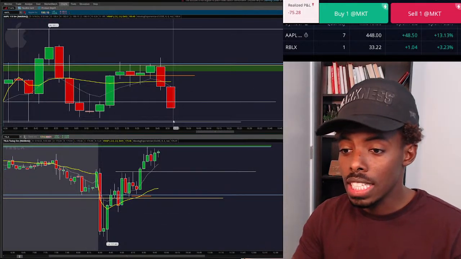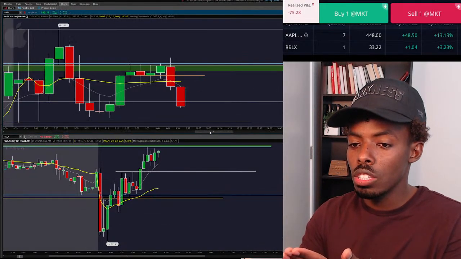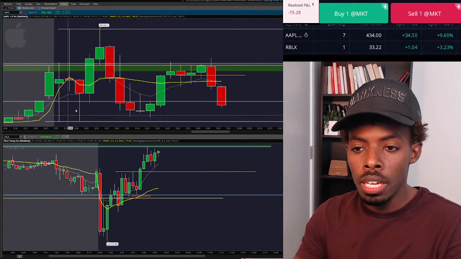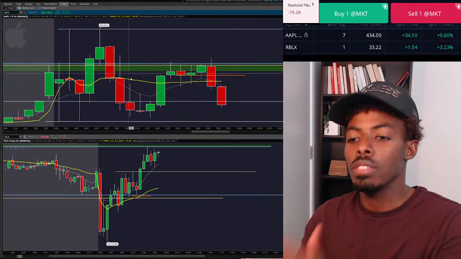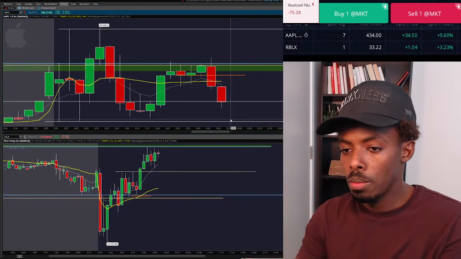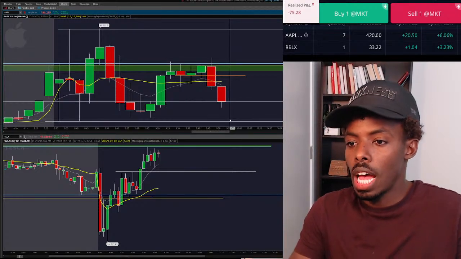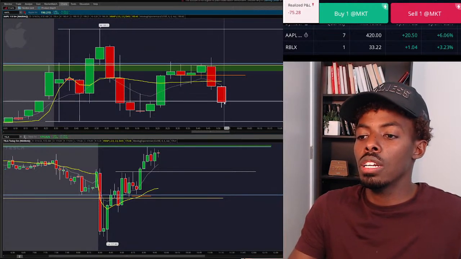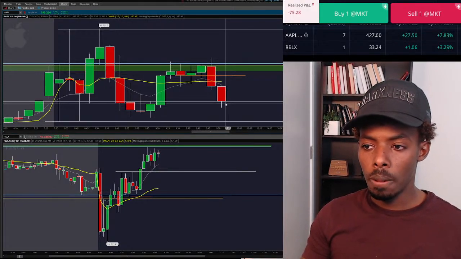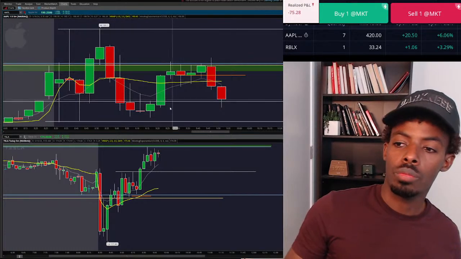Here we go. Do you think it's gonna break here? This is the level where it literally did not want to break. It came here, bounced off. Came back in, bounced off. Came back again many times, bounced off. And now it's gonna come to it. Is it gonna break? Or does Apple just want to trade within this zone of here and here? Seriously, is that what Apple's gonna do? We don't know.